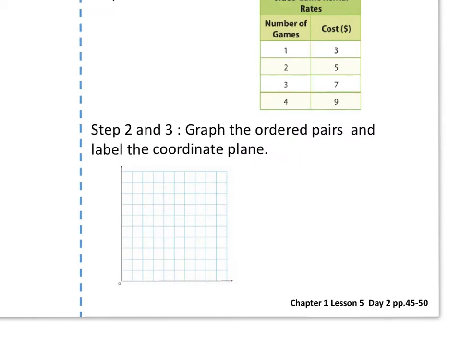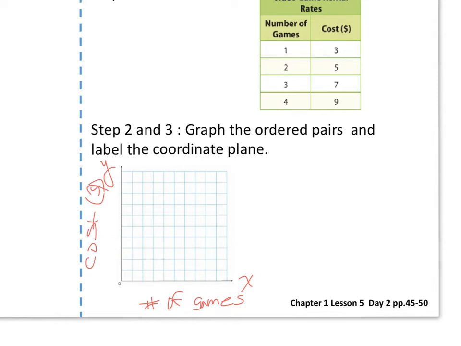Now, in steps 2 and 3, we're going to graph the ordered pairs and label the coordinate plane. So in this case, we know that the coordinate plane is made up of two axes. We have the x and the y. We also know that the bottom value deals with the number of games. And then the y-axis deals with the cost in money.